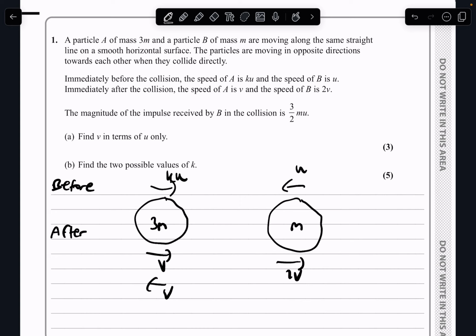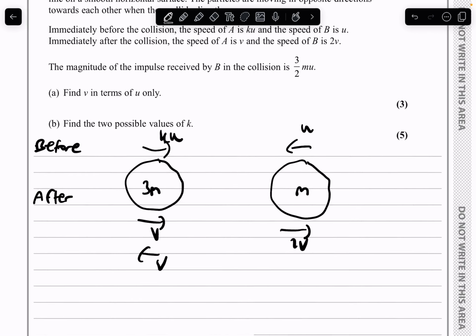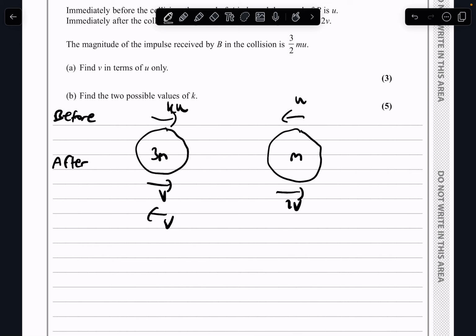The magnitude of the impulse received by B in the collision is 3/2 mu. Find v in terms of u only. So a nice little starter for this question. So impulse is the change in the momentum. Well, I will just call it a delta p for the moment. So for B, we've got this 3mu over 2. It's got to be equal to the mass times the change in the velocities, which is going to be 2v minus v.